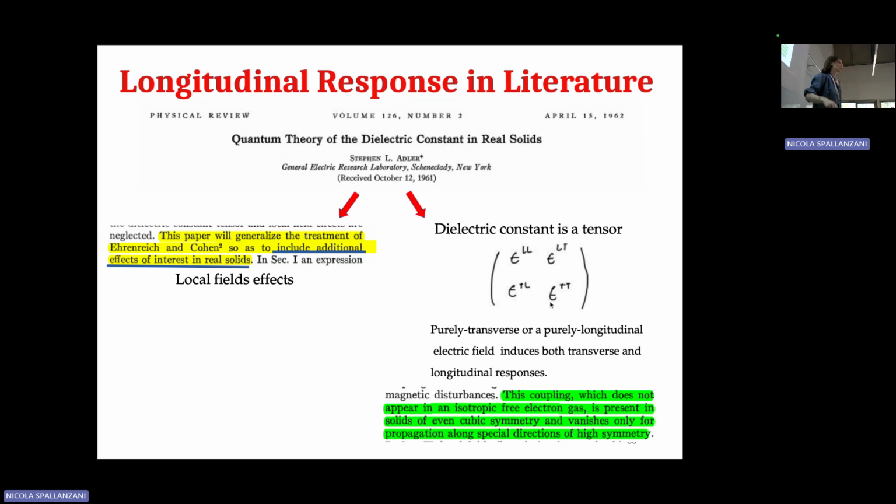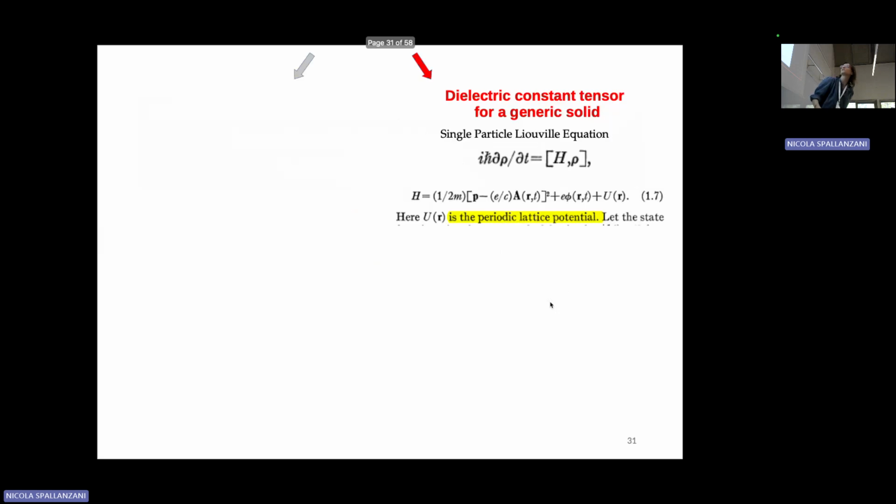So we will stay on the right of this slide for a couple of slides, and then we move back to the local field effects, because I just want to tell you what Stephen Adler says in this paper. You see, it starts again from the time-dependent evolution of the density matrix with a Hamiltonian which is the following. There is a coupling with the vector potential and a scalar potential.